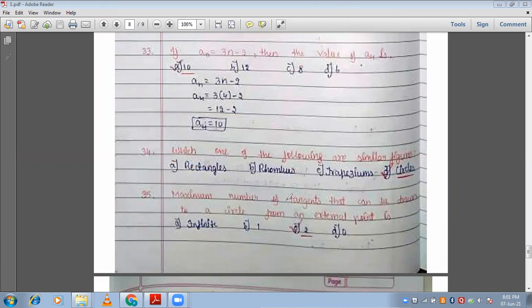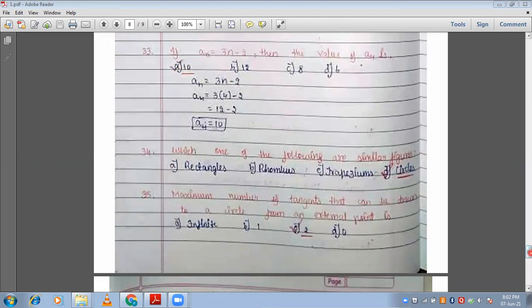Next, maximum number of tangents that can be drawn to a circle from the external point is dash. This is circle and this one is a point, external point. Now draw the tangent for this. How many tangents you can draw? Yes, you can draw 2 tangents. So option C is right.